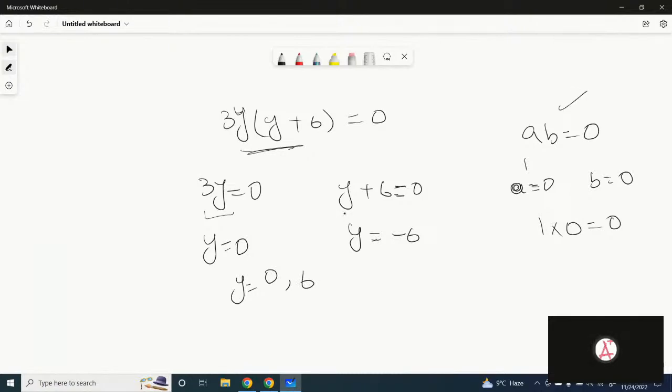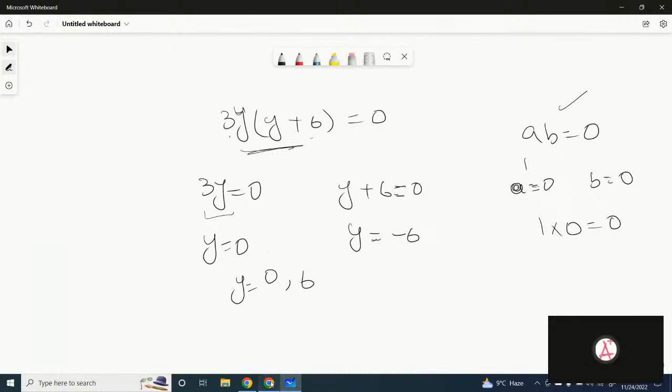Just use this simple property. Whenever the product of two terms is 0, that means either of the terms is 0. So equate the terms with 0. Either 3y is 0 or y plus 6 is 0, and find the value of the variable. Got it now?